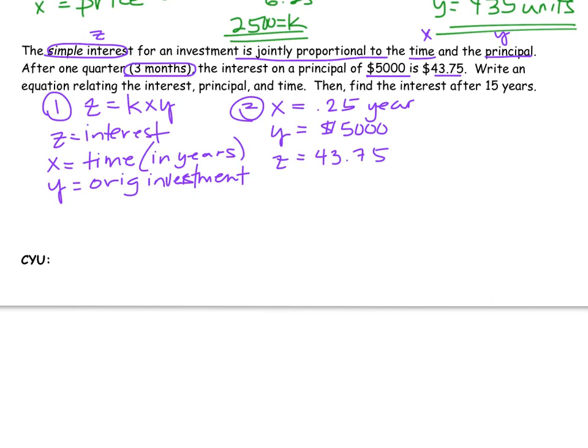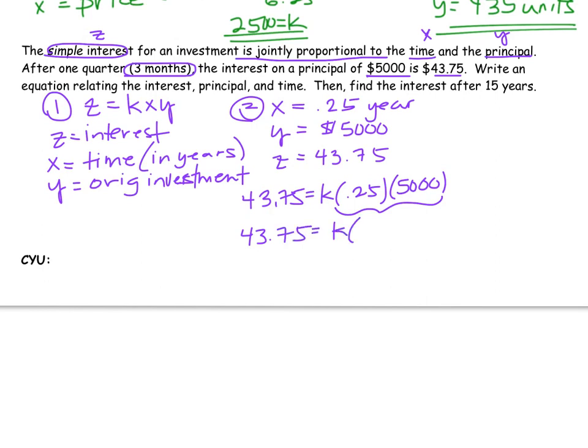Plugging those variables into our joint variation model, we have z equals, so 43.75 equals k times x times y, like so. To simplify, multiply 0.25 times 5,000, and we get 43.75 equals k just times 1250. To get k by itself, we'll divide.